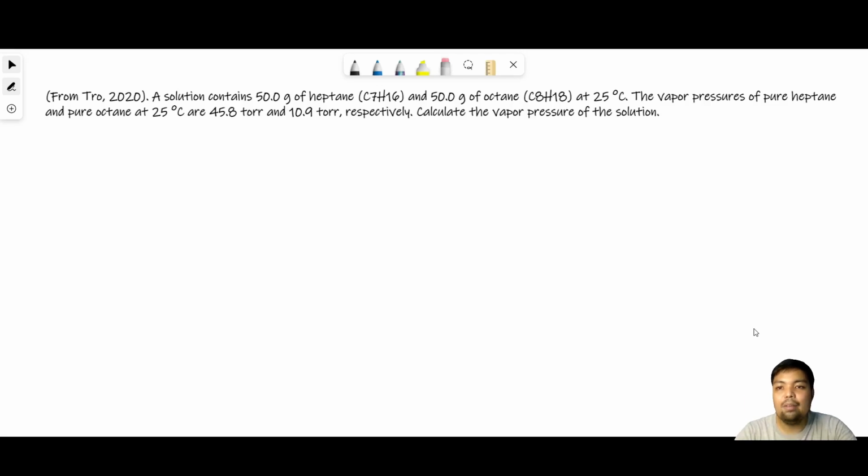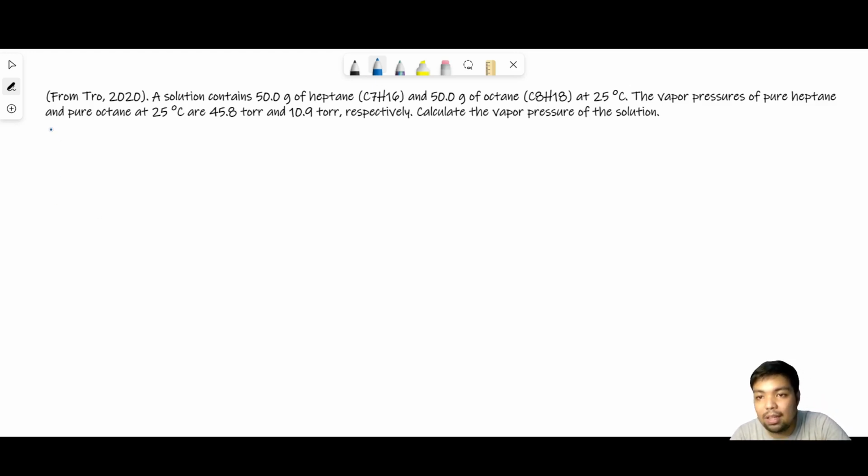So let's have another example, wherein both components are volatile. We have a solution containing 50 grams of heptane and 50 grams of octane with their respective chemical formulas. The vapor pressure of pure heptane and pure octane at 25 degrees centigrade are 45.8 torr and 10.9 torr respectively. Calculate the vapor pressure of the solution at this temperature.